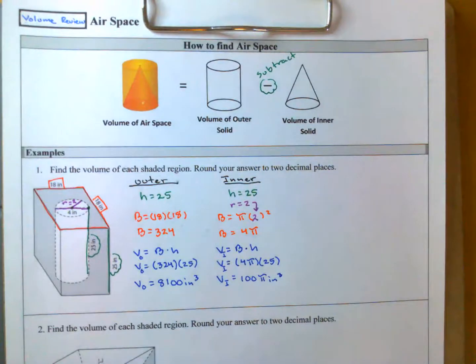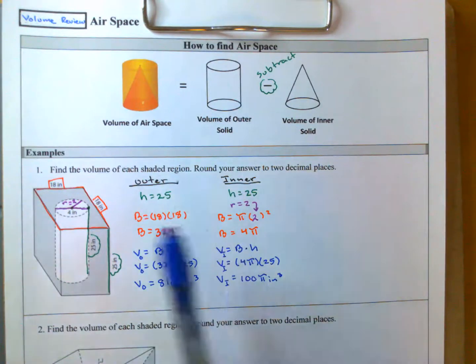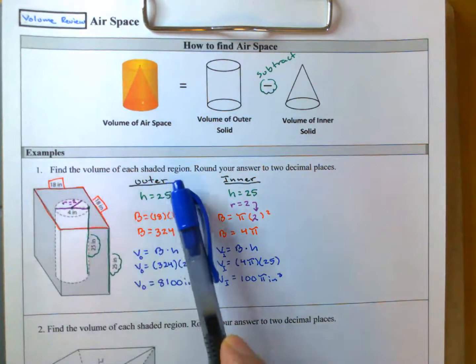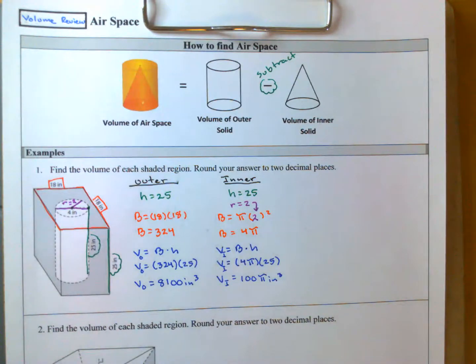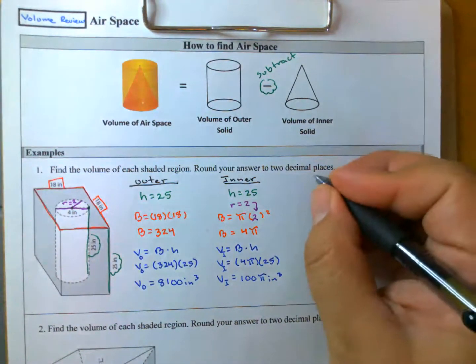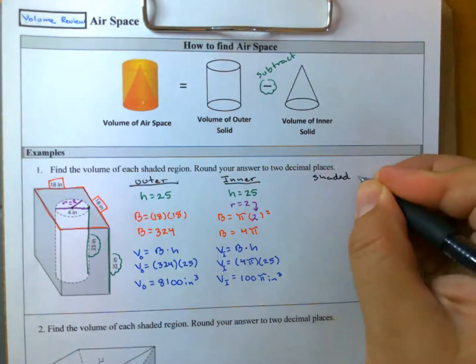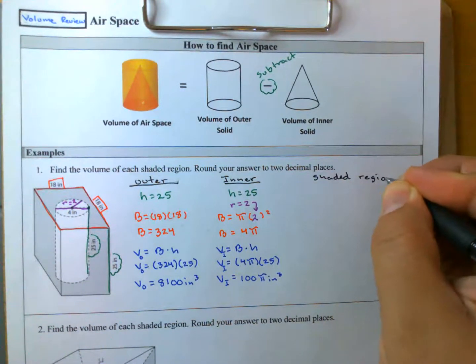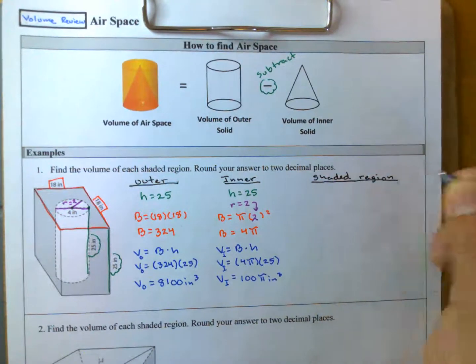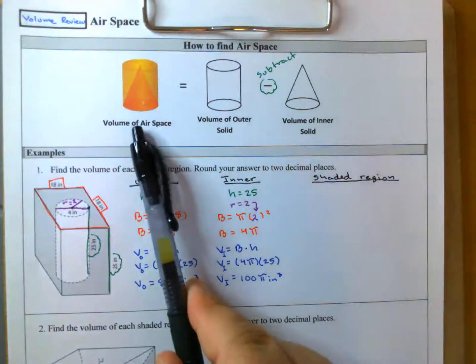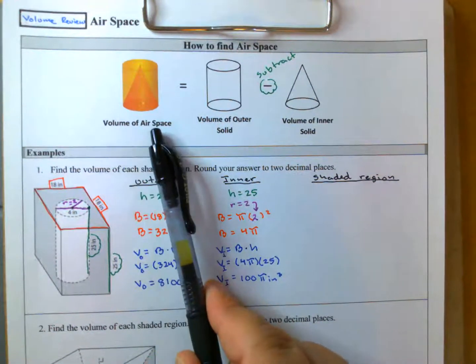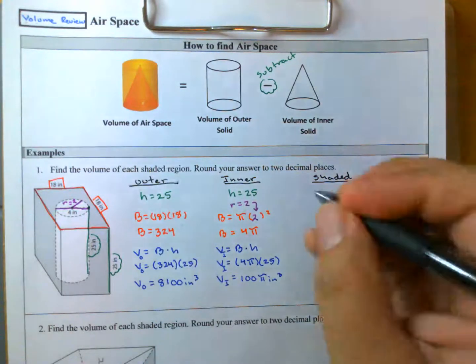Now we're ready to finally do the volume of airspace, or as they said, find the volume of the shaded region. For the shaded region, the one that's left over, we want to know how much space is left in there. Well, look at the note that we have here: the volume of airspace, the volume of the shaded region.